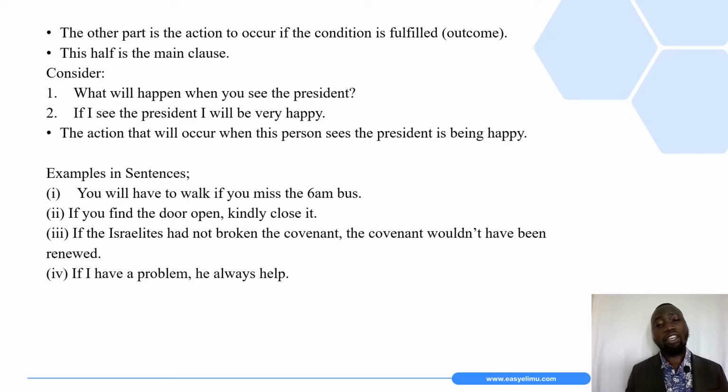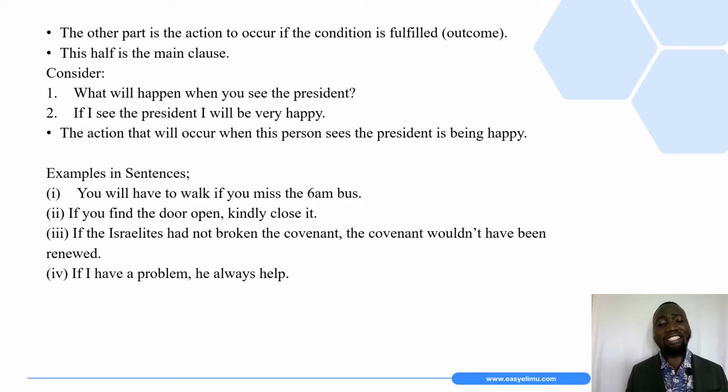That is now the outcome. This half is what we refer to as the main clause. Consider the two examples below. The first one: what will happen when you see the president? Then the answer: if I see the president, I will be very happy. So the action that will occur when this person sees the president is being happy.